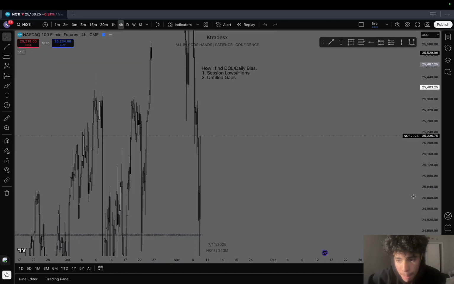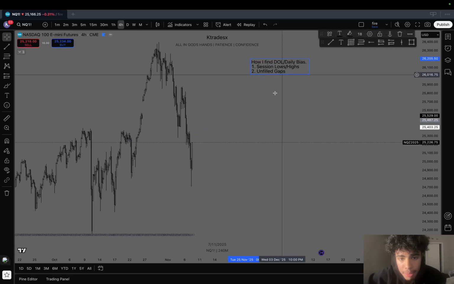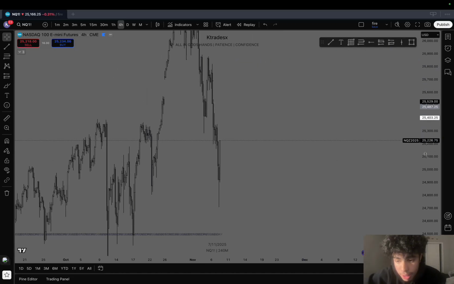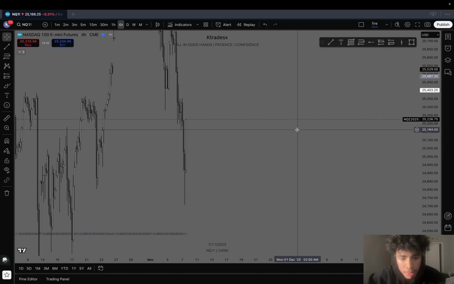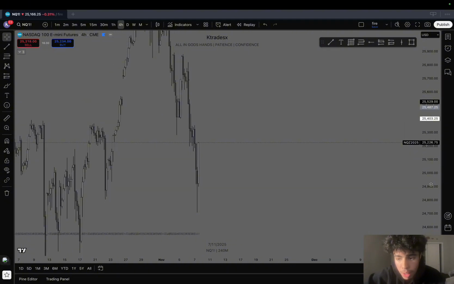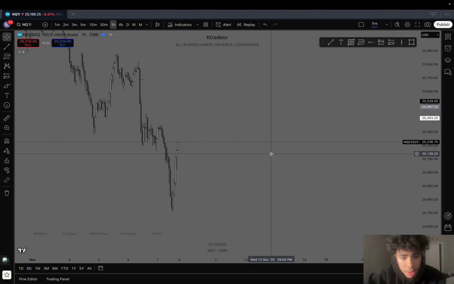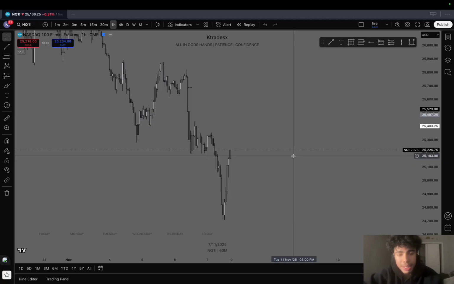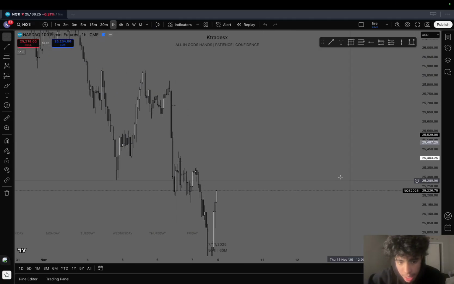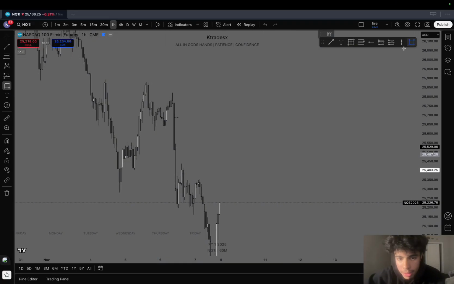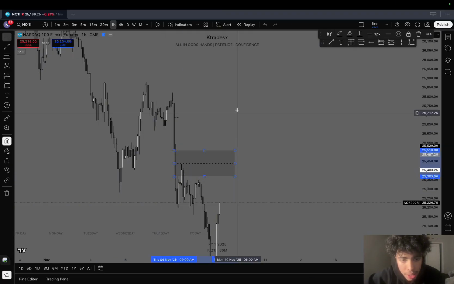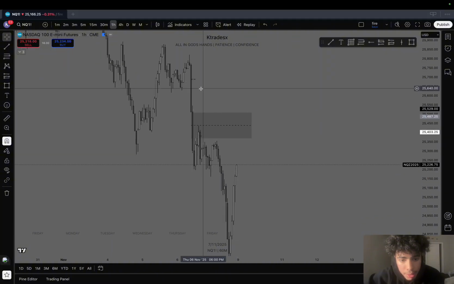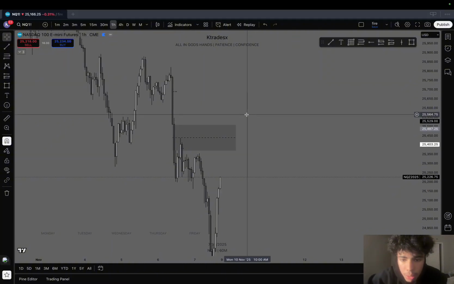Now the second thing I use is unfilled gaps. What I mean by this are gaps that are unfilled and have resting orders in them. Price likes to move down, rebalance, move down, or move up, rebalance, move up. So when you have gaps that are open, for this example, a perfect one right here, you have a clear downtrend.